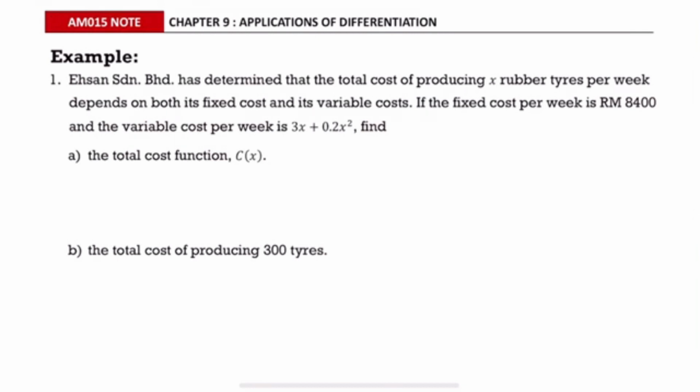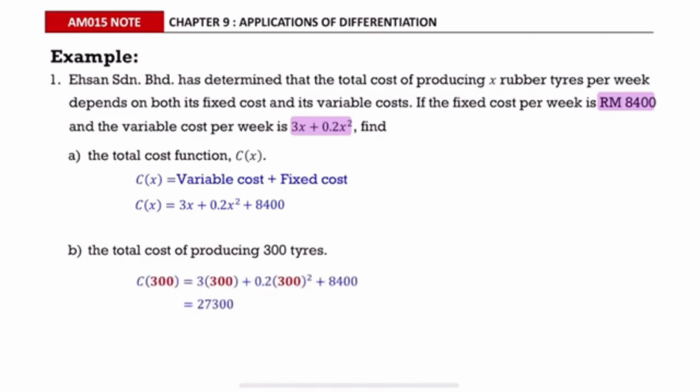The total cost function is equal to the variable cost plus fixed cost. The variable cost is 3x plus 0.2x squared and the fixed cost is 8,400. So this is the total cost function. The total cost of producing 300 tires is obtained by substituting 300 into the cost function. So the total cost is 27,300 ringgit.